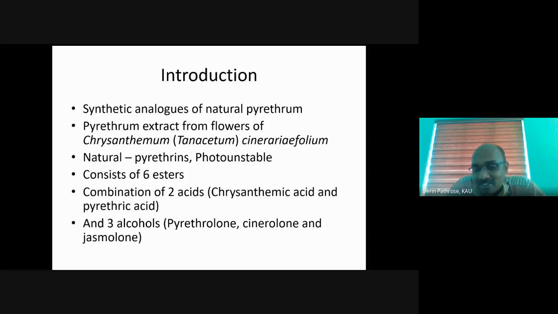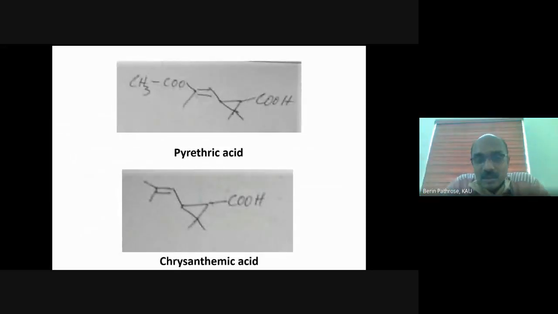Six. Yes, everyone, six. So we can have six kinds of pyrethrin molecules. These pyrethrin molecules are named pyrethrin 1 and 2, cinerin 1 and 2, and jasmolin 1 and 2. You will see them one by one.